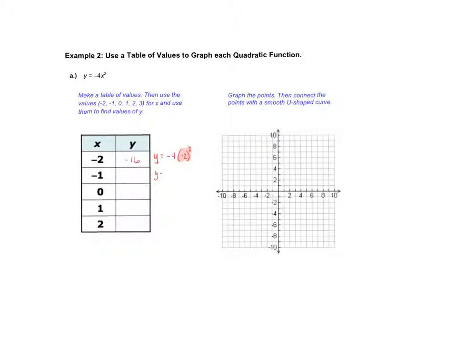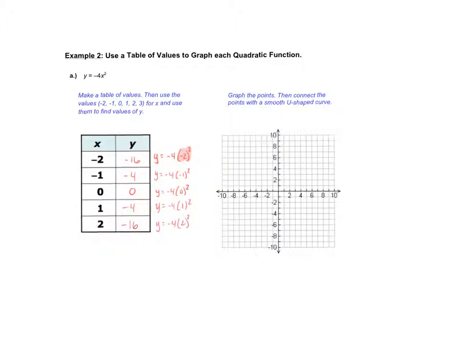Then we plug in negative 1. So negative 4 times negative 1 squared. Well, negative 1 squared is 1 times negative 4 is negative 4. Plug in 0, you're going to get 0. Plug in 1. So negative 4 times 1 squared. Well, 1 squared is 1 times negative 4 is negative 4. I'm using PEMDAS every time. Times 2 squared. Well, 2 squared is 4 times negative 4 is negative 16.